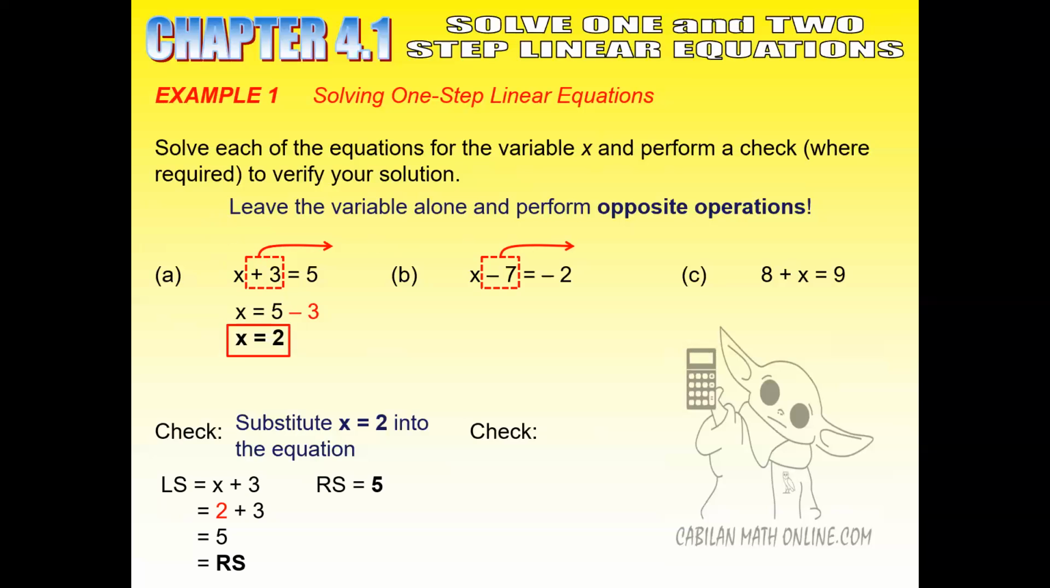Now, when this negative 7 goes to the other side, it then becomes a positive, and what you're really doing on the other side is adding it to the negative 2 that's already there. And the negative 2 plus 7, that's going to give me 5.